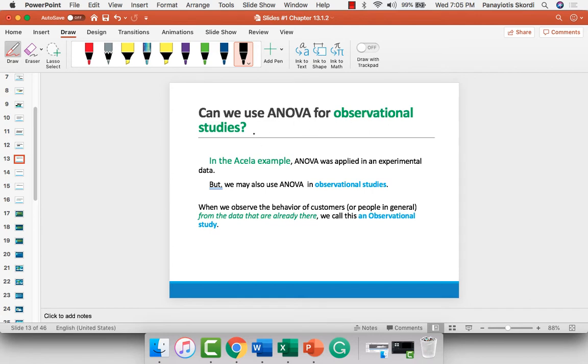Can we use ANOVA for observational studies? What is an observational study? An observational study is when you sit back and watch. So if I wanted to find out how many convertible cars are driving past my home on any given day, I can just sit outside and actually watch them. I'm not influencing anything, I'm just observing what's actually happening.